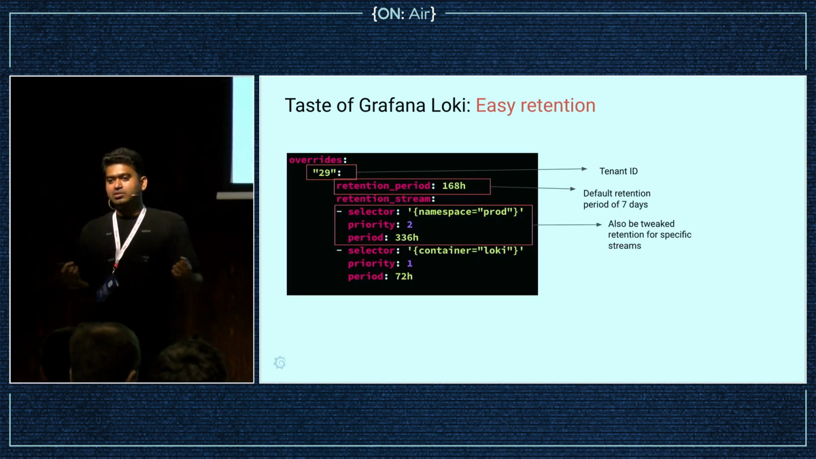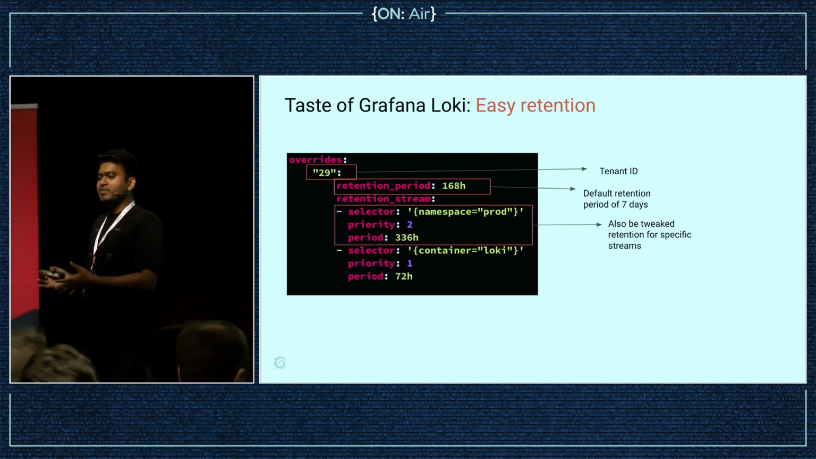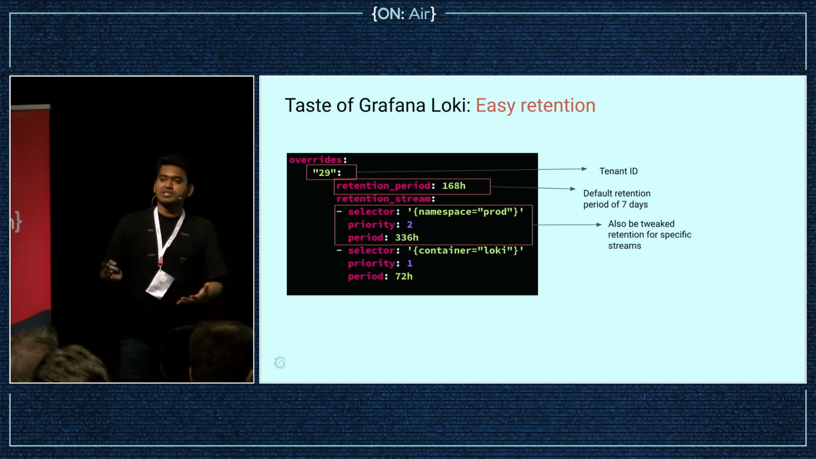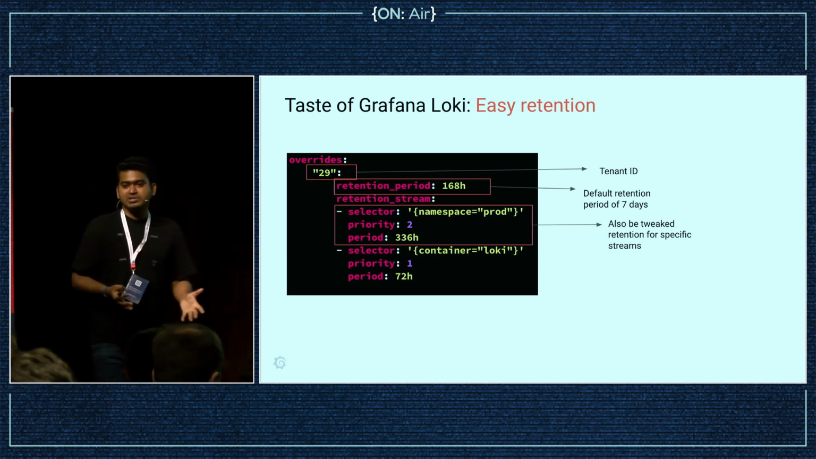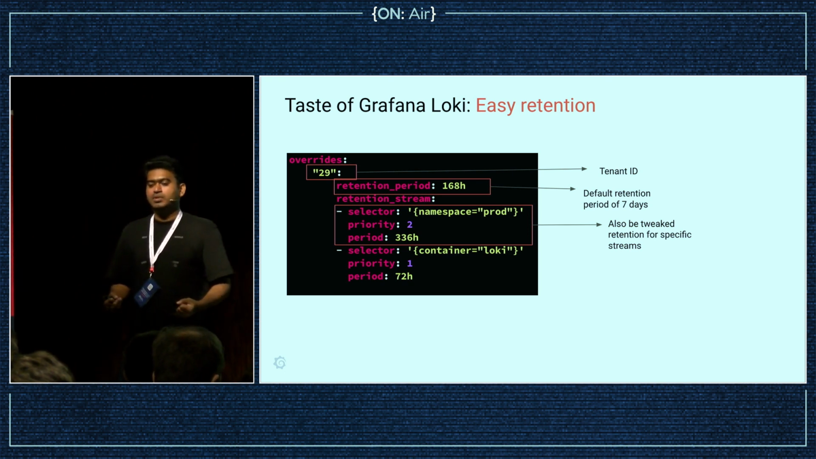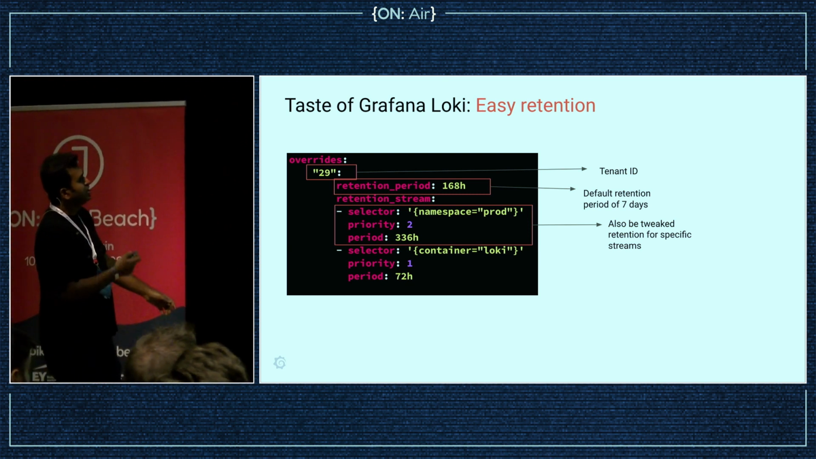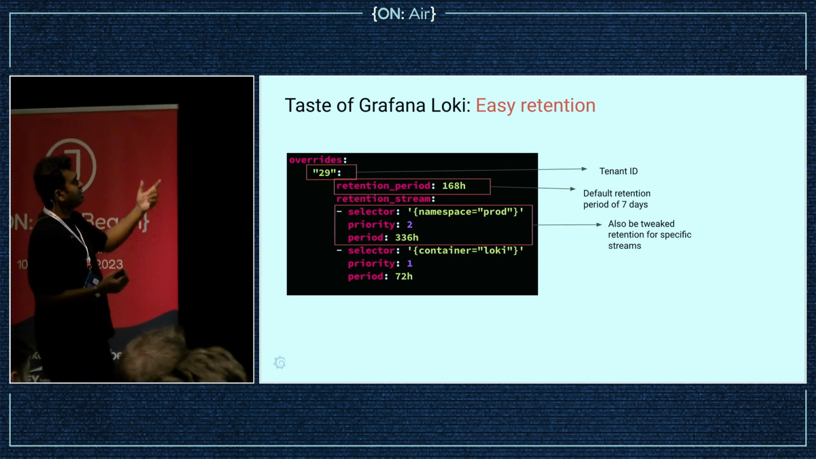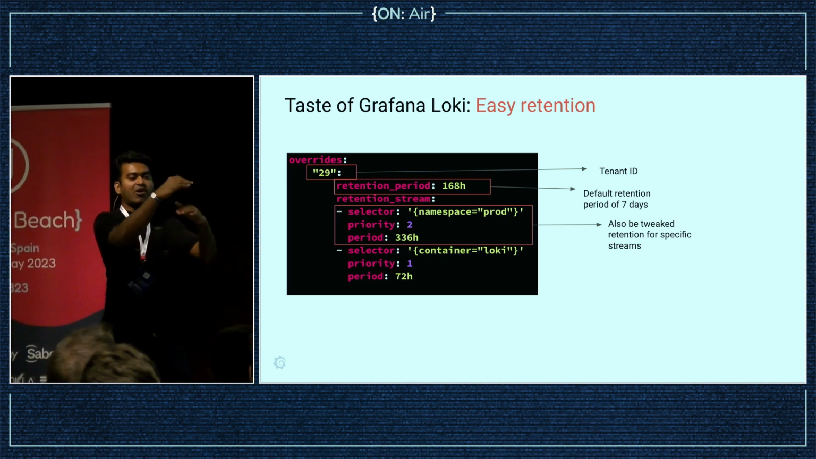And retention, of course. Whenever you deal with logs, you want to retain the logs for some period of time. For example, one immediate use case is you want to retain dev logs for maybe a few days, whereas production logs for months or something. So this gives you a nice, fine-grained control over it. Since Loki is also multi-tenant, the 29 you see here is a tenant ID, the user ID. So you can also have it per tenant.